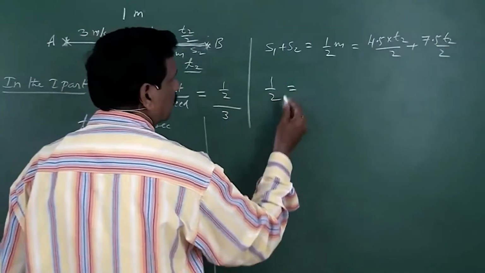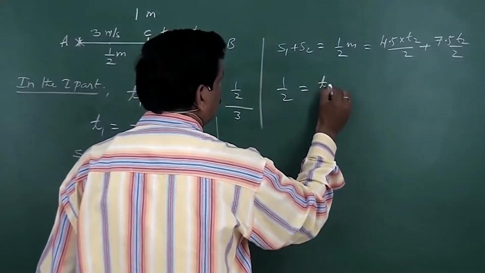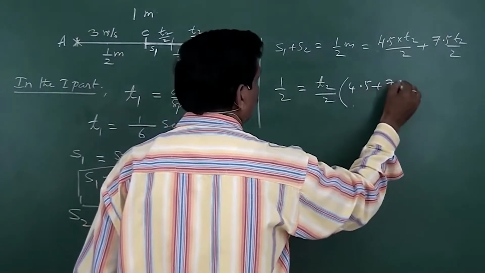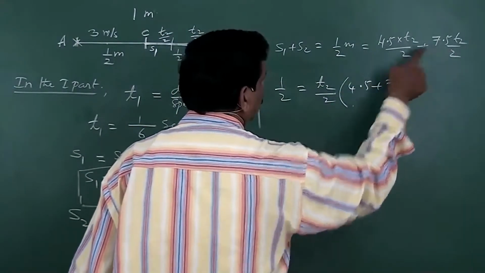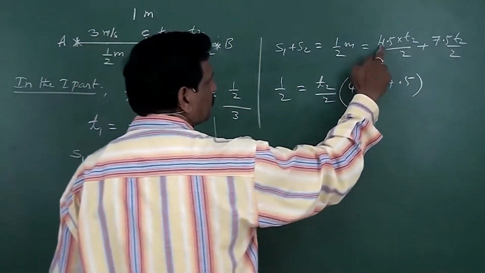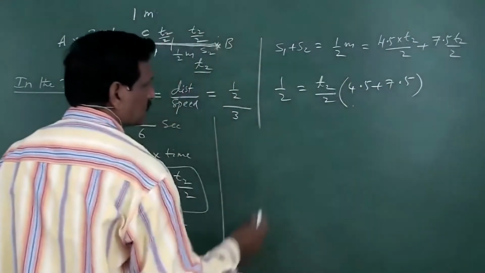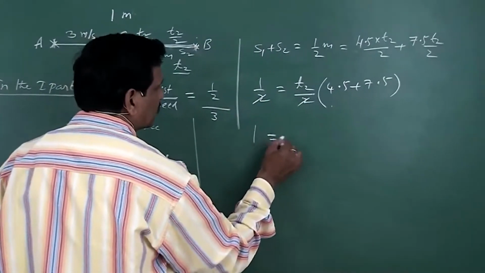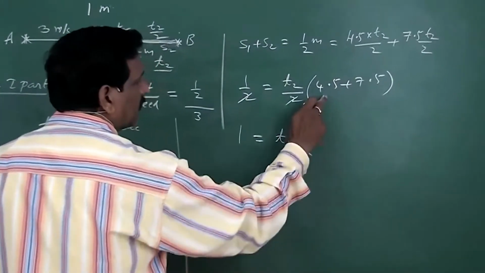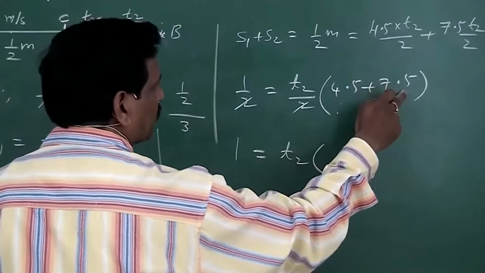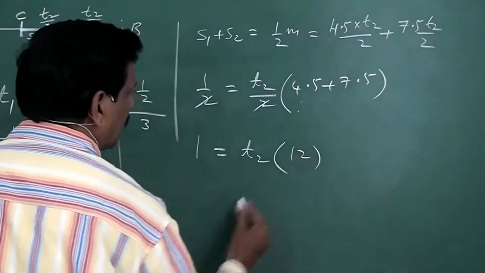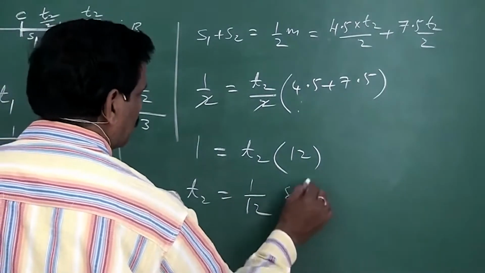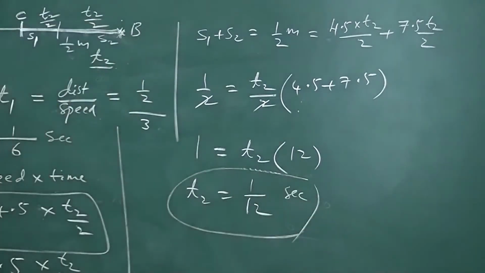So half is equal to T2 by 2 into (4.5 plus 7.5). Here T2 by 2 is common, in brackets 4.5 plus 7.5. So this half cancels out. So 1 is equal to T2 into (4.5 plus 7.5). This is 12. Hence T2 is equal to 1 by 12 second. This is T2.